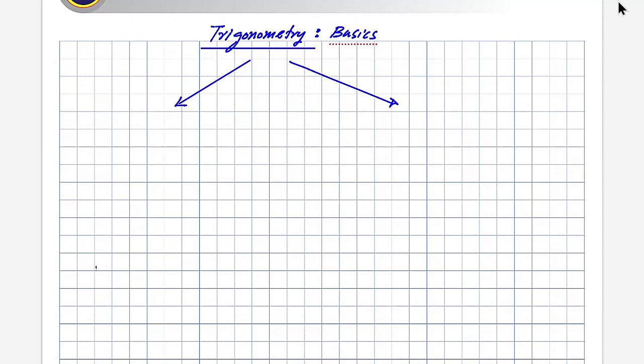One is related to right angle triangles. The other one is with non-right angle triangles. Okay. Now, inside right angle triangles, what are the concepts you know with right angle triangles? You know SOHCAHTOA concept, right?